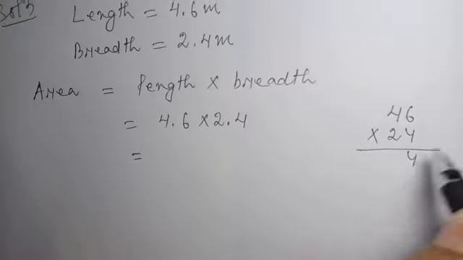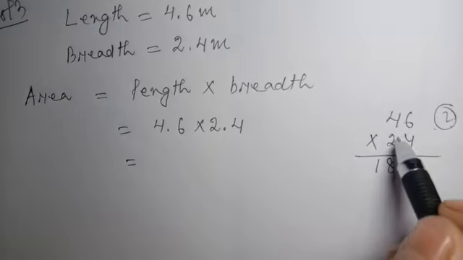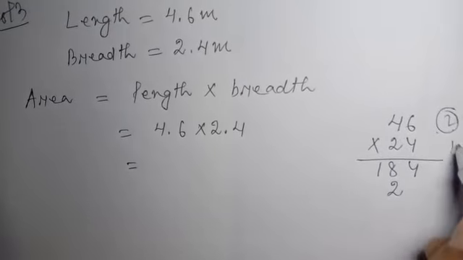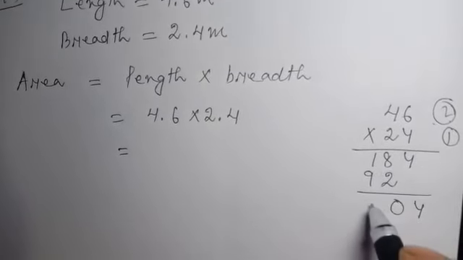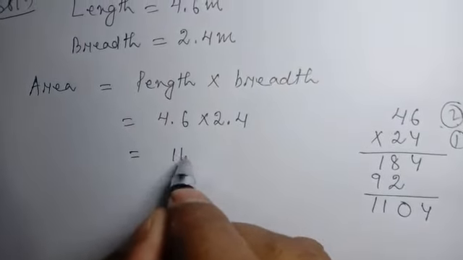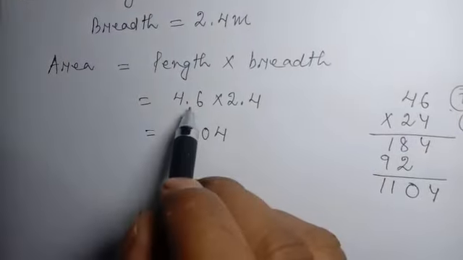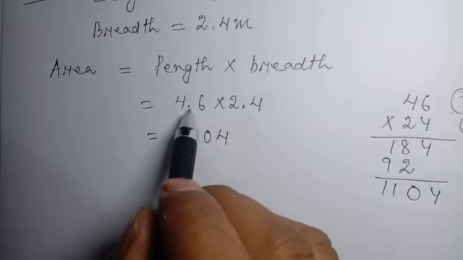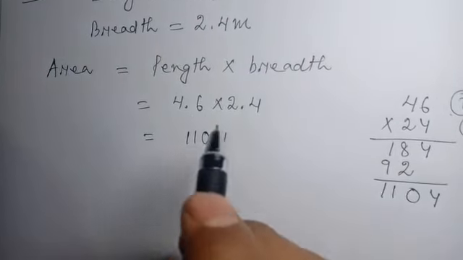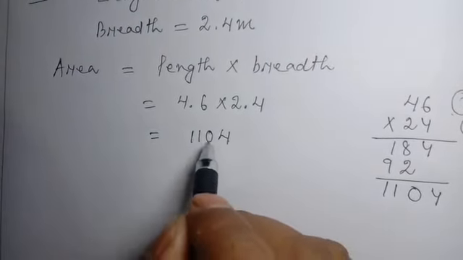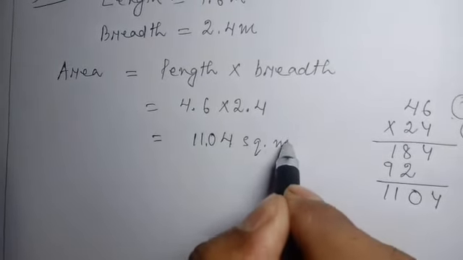6 4 are 24, 2 in hand, 4 4 are 16, 7 and 18. 2 6 are 12, 1 in hand, 2 4 are 8, 9, 4, 10, 9, 10, 11. So here after the decimal point altogether, it has here 1 digit, here 1 digit, altogether 2 digits. So start counting from the right end, 1 2, then put the decimal point. Square meter.